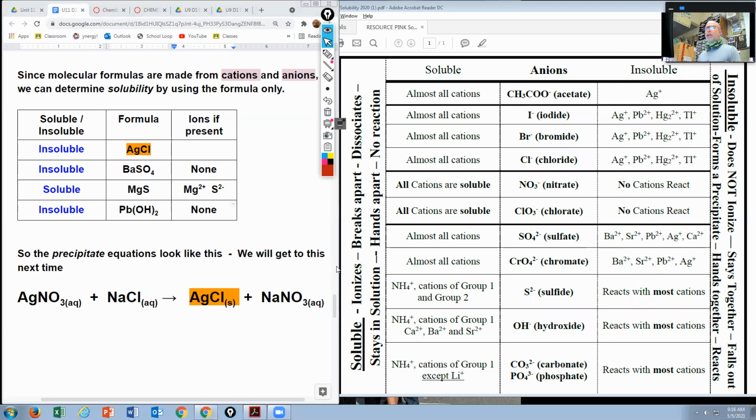Now, something that I put over here, we're going to get to next class. We're going to start looking at things that say AgNO3 aqueous, NaCl aqueous yields. And so we're going to start seeing this more, and we're going to be drawing pictures next class. But today, you're just trying to figure out if you can tell if something is soluble or insoluble by using this chart.